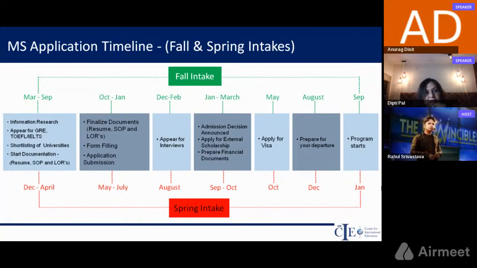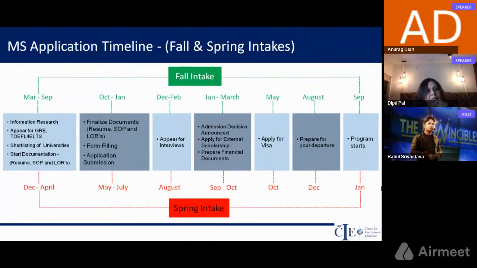So for the students who are going for fall 22 intake, this is a time where most of the students have completed submitting their application, and they are awaiting their decisions, weighing the decisions and applying for the scholarships and all. May to September is a time where you initiate the process for your visas, prepare your departure, and plan for all your finances.